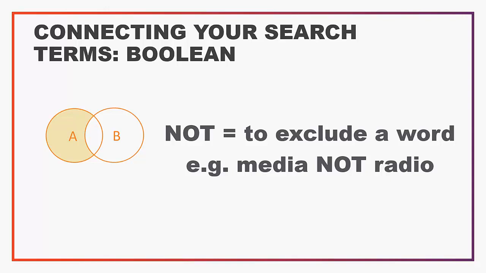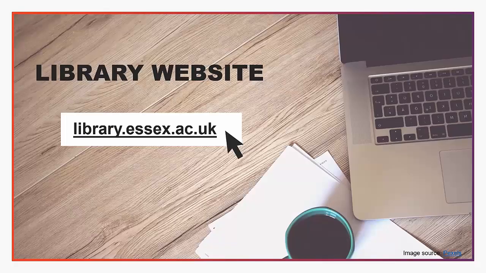From the Venn diagram, you can see that this will also exclude any results in the middle section that mention both media and radio. So be careful, as something that is relevant could be within this middle section. Now we're going to look at how to apply Boolean operators when searching the library website. You can follow along by visiting the link on this slide.